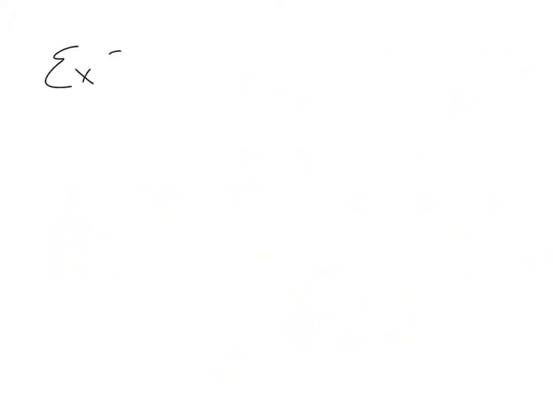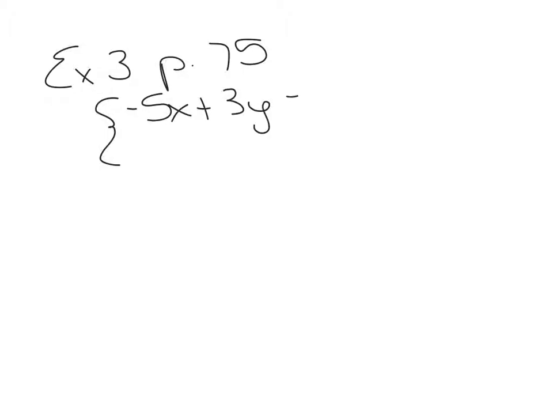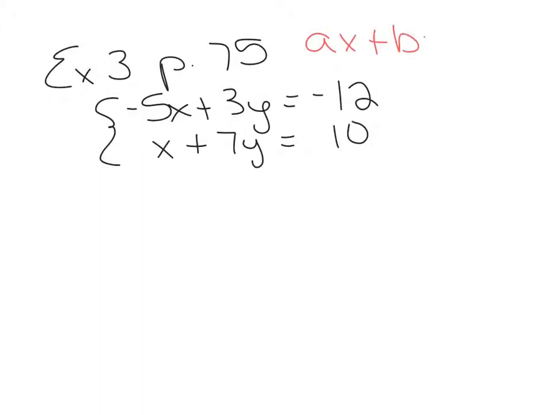Okay, example 3 on page 75 says solve using elimination, and the equations are negative 5x plus 3y equals negative 12, and x plus 7y equals 10. First off, to use elimination, we have to have our equations in standard form, Ax plus By equals C. So this first equation says negative 5x plus 3y equals negative 12. All right, this is already standard form. The second equation, x plus 7y equals 10. All right, these are already in standard form.